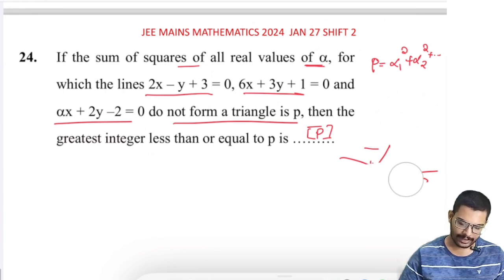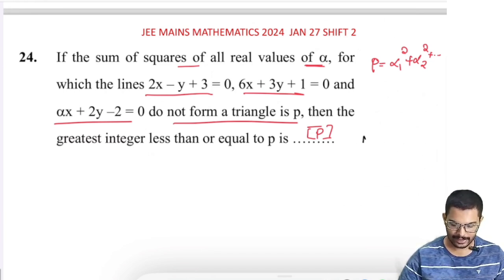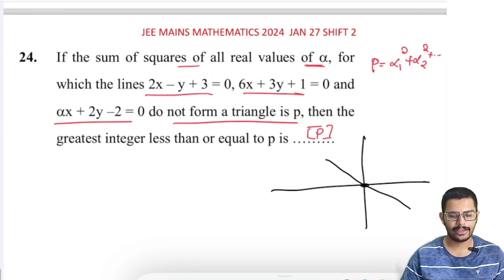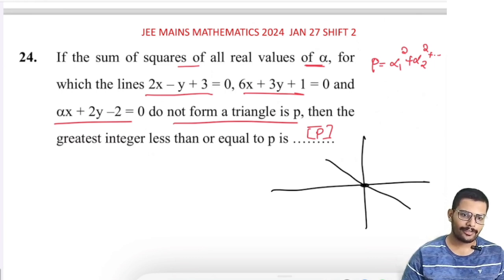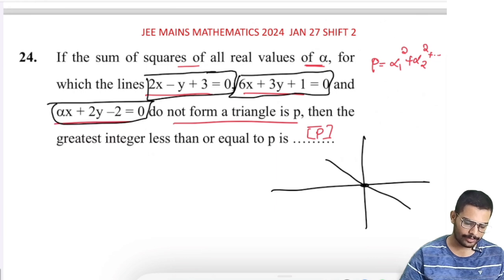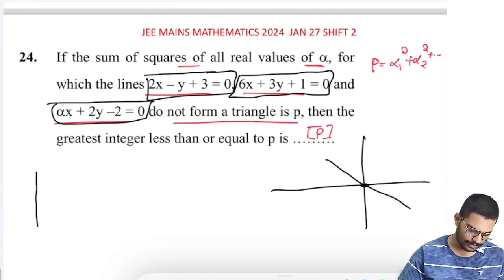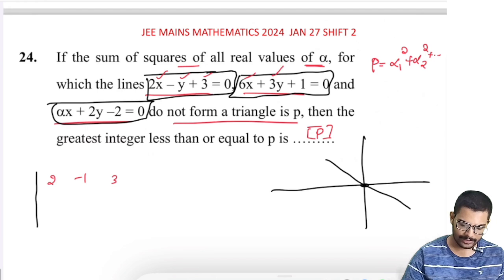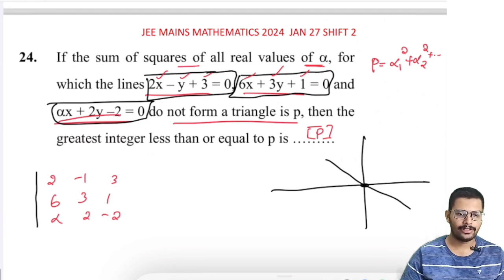Now what is the condition for three lines not to form a triangle? One condition: they can be concurrent, which means they intersect at a single point. In order to find the value of alpha in that case, just write the determinant formed by the coefficients and constant terms and set it to 0. Here it is 2, minus 1, 3; 2, minus 1, 3 is the constant term; here 3, 6, 3, 1; and here alpha, 2, minus 2. If the determinant value is 0, all three lines are concurrent, intersecting at a single point.